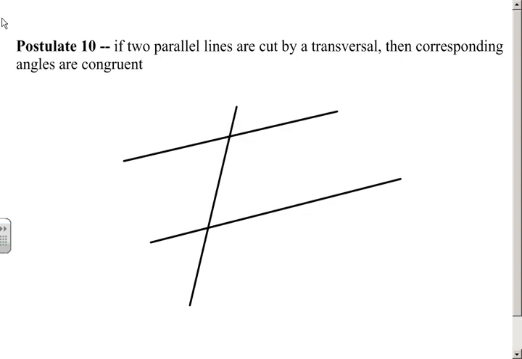Section 3.2 in our book here describes properties of parallel lines. Before, we were talking about special angle pairs when two lines are cut by a transversal. Now we're going to talk about what happens when we have a transversal cutting across two parallel lines.